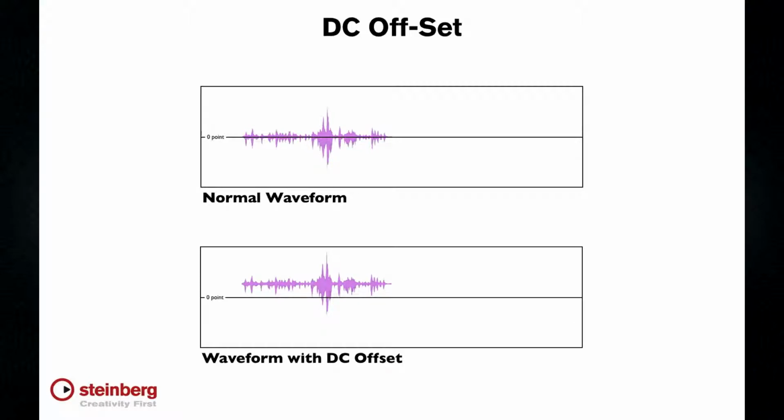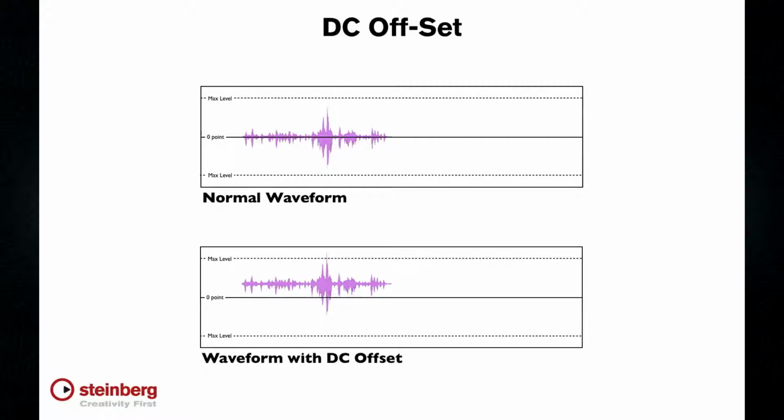DC offset has the nasty habit of stealing headroom from your audio, so it's not likely that you'll hear the effects until mastering. Since the audio is already offset toward the upper limit, your track will peak out too soon. This can cause distortion, which can have no obvious cause.